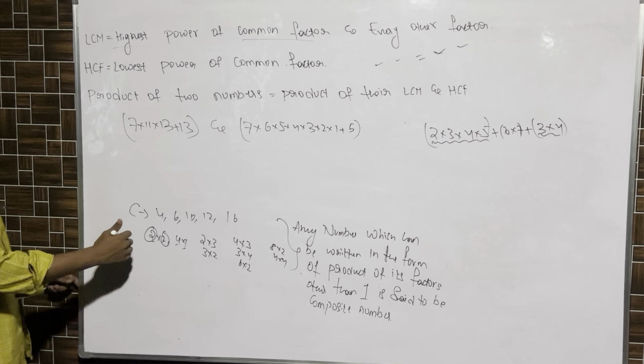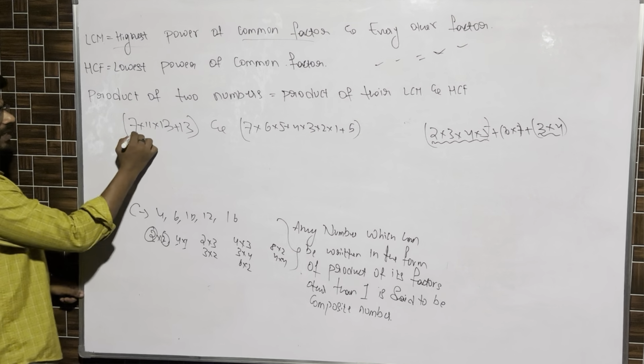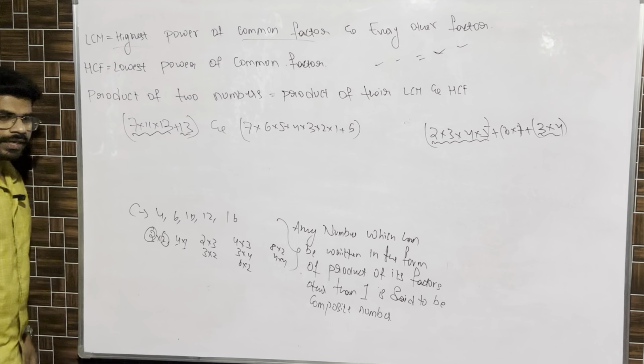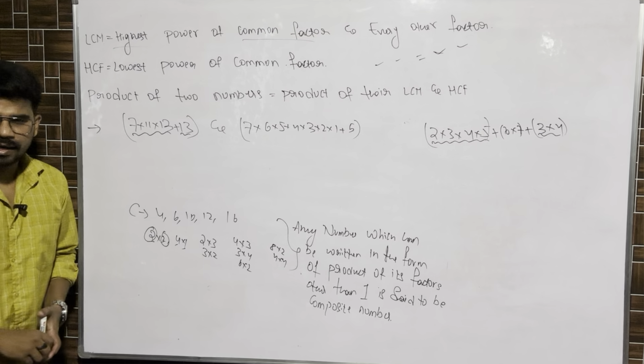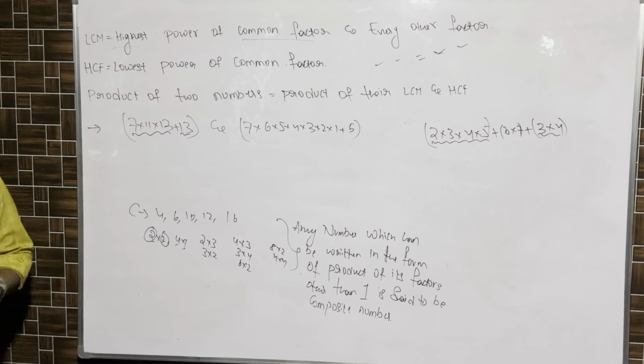Two terms are there. Here, two terms are there till here. This is the first term. This is the second term. Now, what is our main motive? What is asked in this question? We have to tell why this number is a composite number.